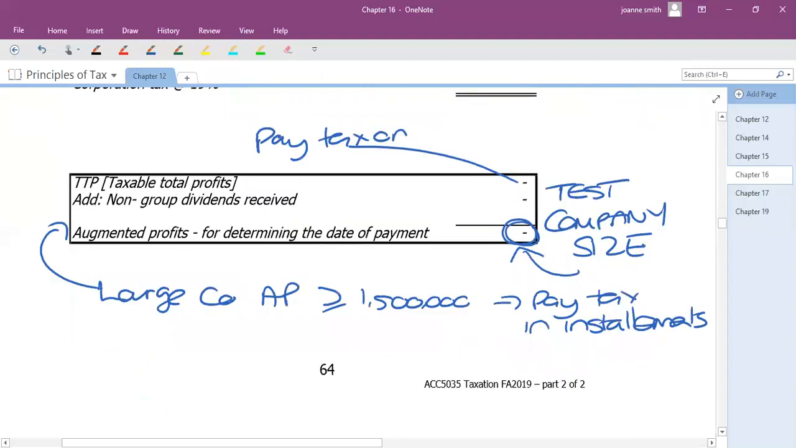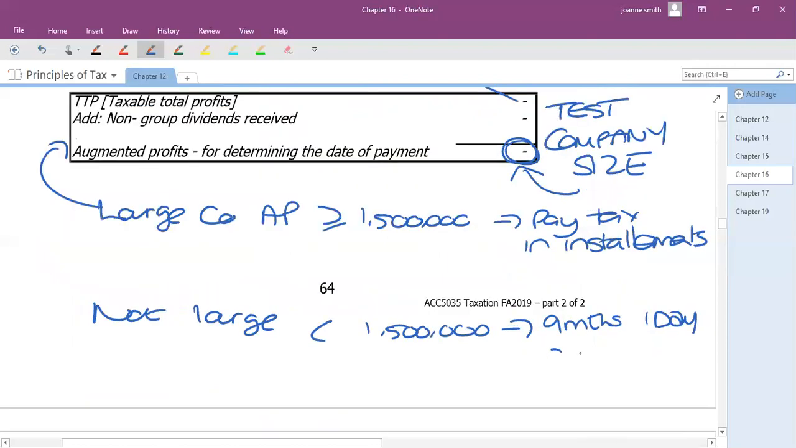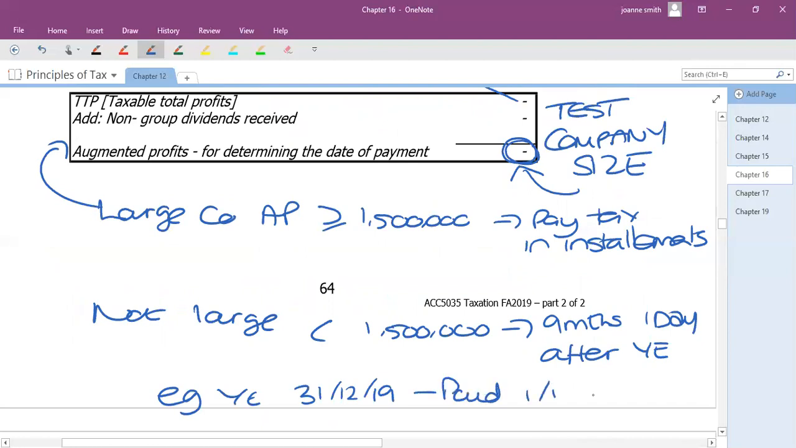Any company that's not large, i.e. less than the 1.5 million, they pay their tax in one lump sum, and it's 9 months and 1 day after the year end. So if, for example, my year end was December 19, all of my tax would be paid on the 1st of October 20. So the only purpose of this little box here is to test your company size.